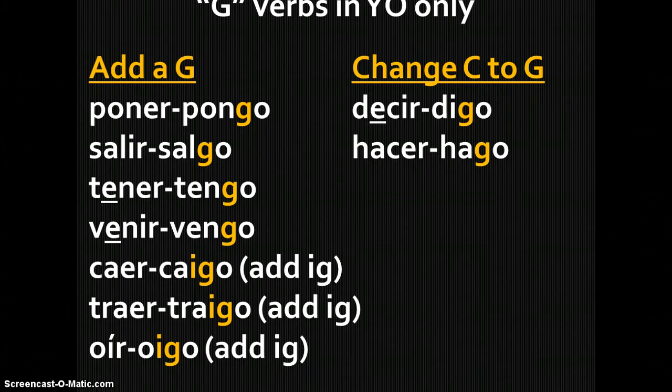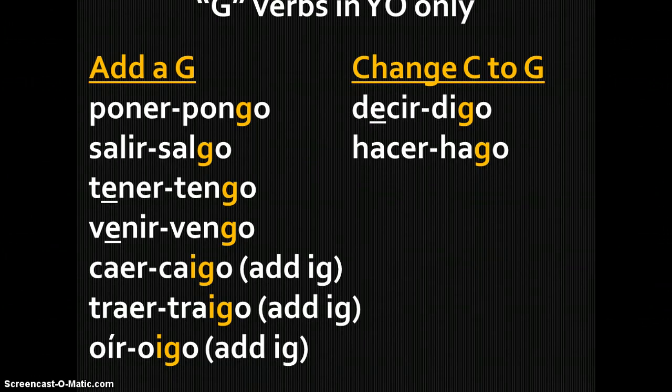Venir means to come. The yo form is vengo. It is also an E to IE stem changing verb. Caer is to fall, and caigo is the yo form, and there's where you actually add an I and a G. Traer means to bring. The yo form is traigo, where you add an I and a G, and it's an ER verb. Both of those are regular ER verbs.